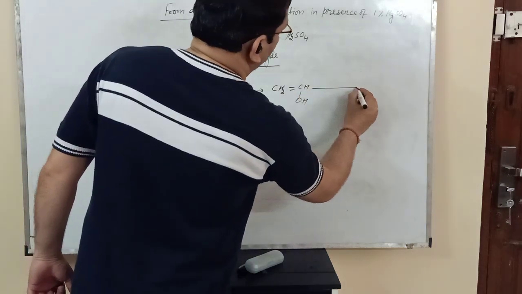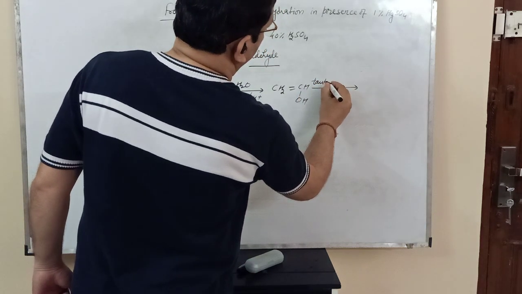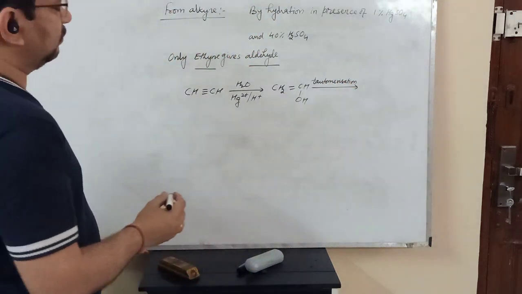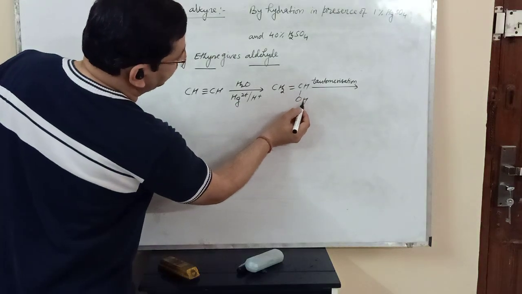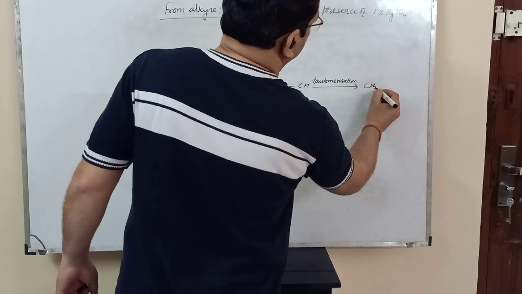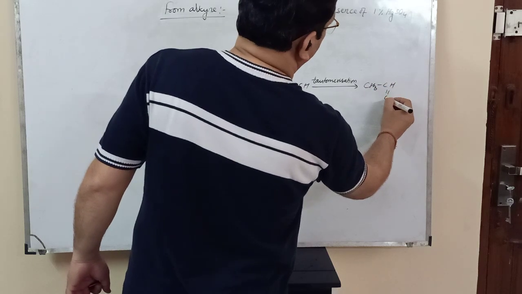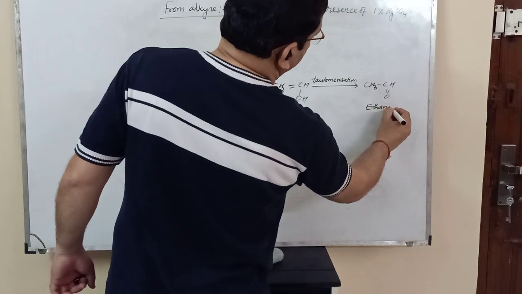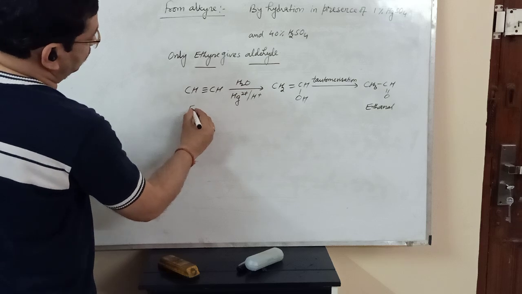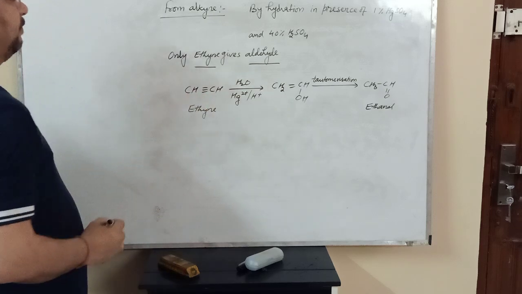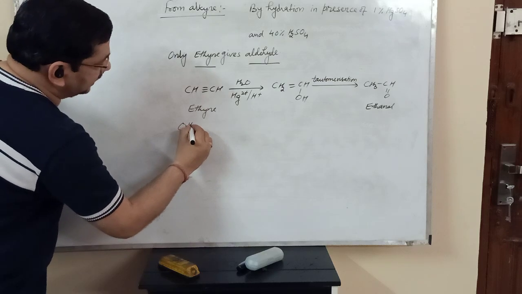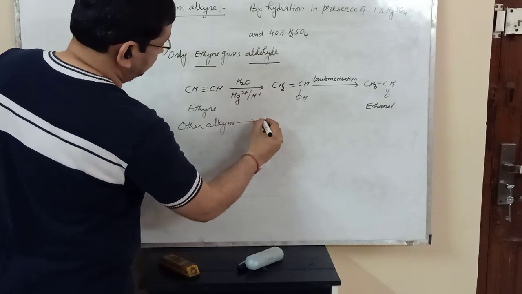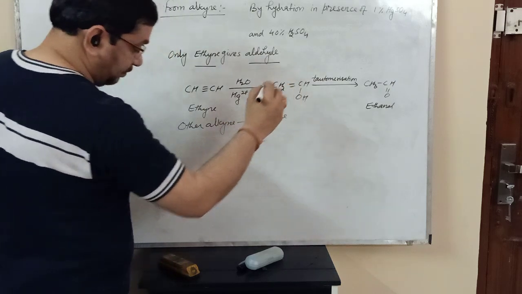This undergoes tautomerization, that is isomerization. The double bond shifts here and hydrogen goes on this carbon atom and gives CH3CH double bond O, and it is ethanal. So this is the reaction to convert ethyne into ethanal. But the important point is that any other alkyne, if we take, then it gives ketone under the same reaction.